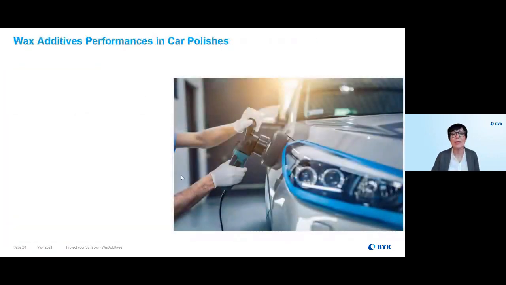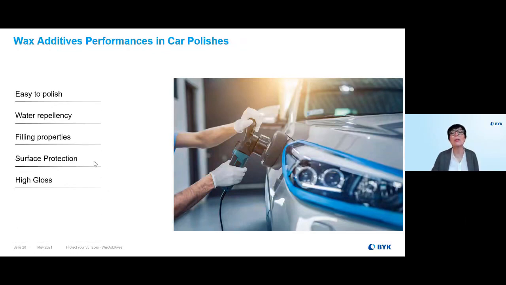And now let's talk about car polish for a while. So here, of course, waxes are an important raw material as well. You need them to get the polishability in a car polish. Water repellency, a big issue. Filling properties, again, surface protection and high gloss normally.